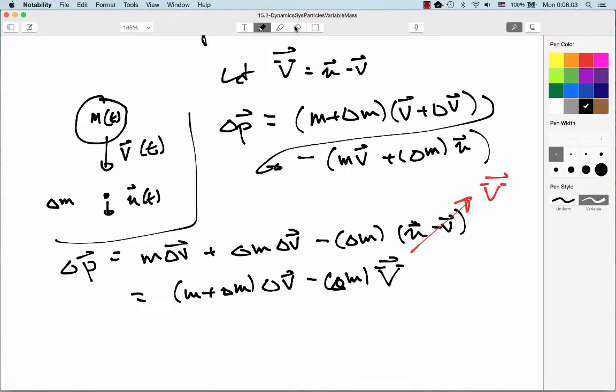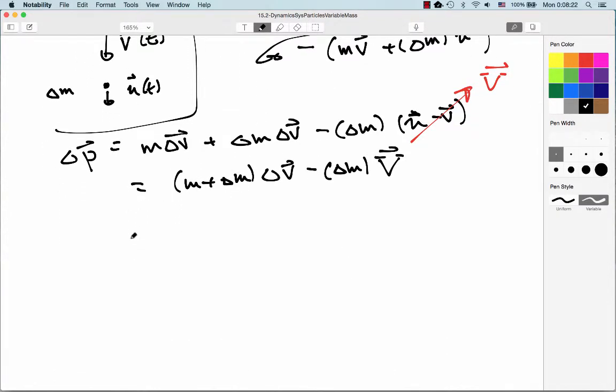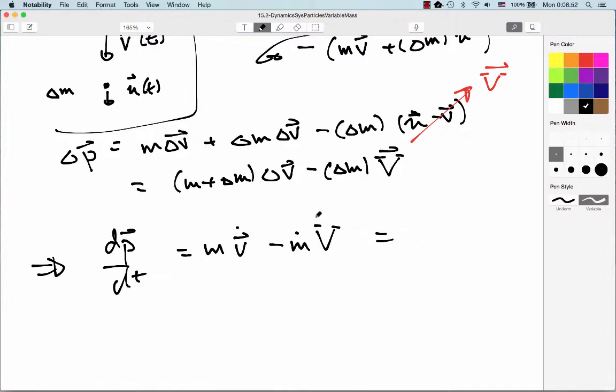Okay, so we did that for an accumulating raindrop, but we could just as easily do this the other way around, and imagine that we were shedding off mass, for instance, if it was a rocket burning. That's just going to change some signs. So for some small time period, we can transition this to a derivative. So dp/dt would be equal to m v dot minus m dot v, and that has to equal our external force.